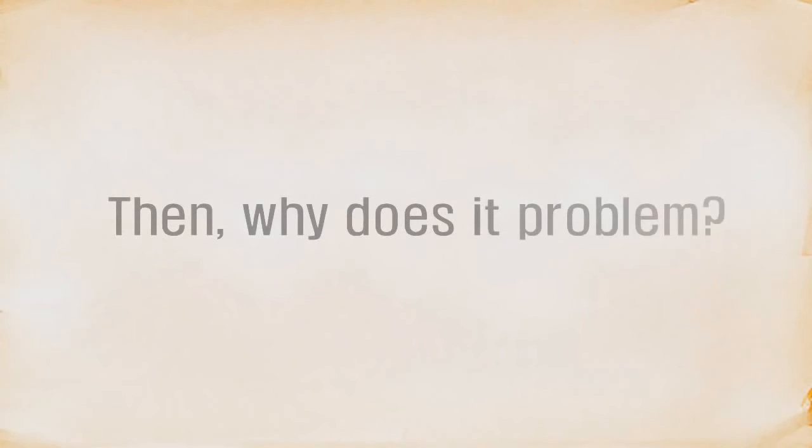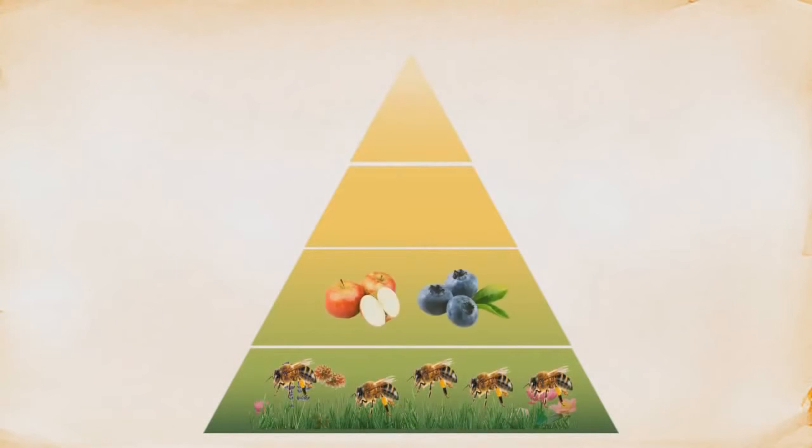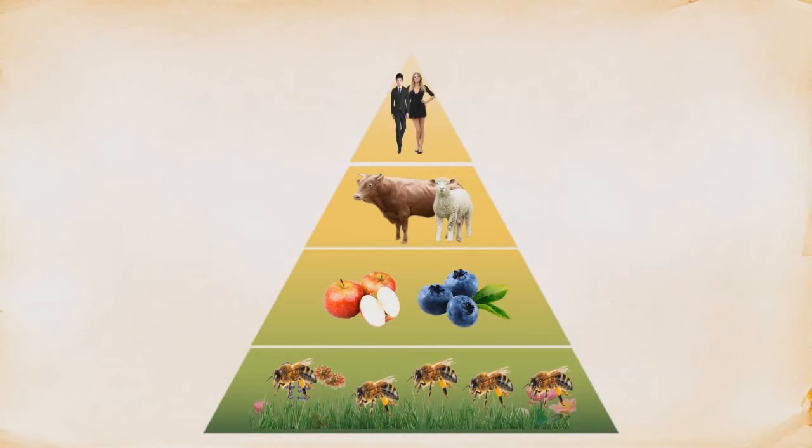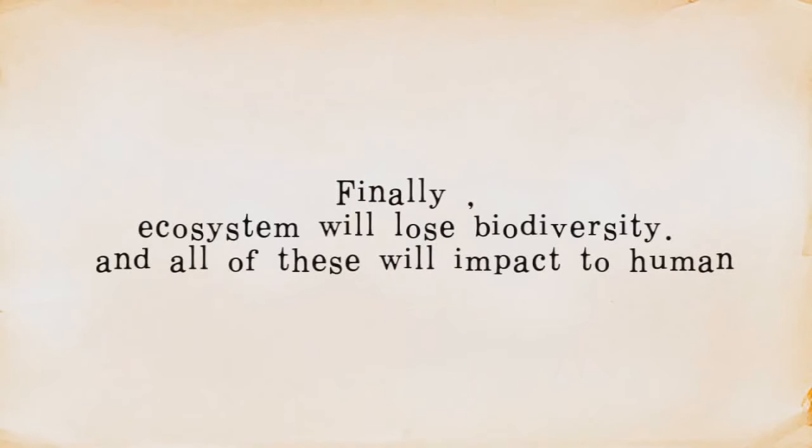Then why is it a problem? Pollination of more than 100 agricultural crops depends on bees. Many herbivores eat these crops, and carnivores eat these herbivores. And humans need all this food: agricultural crops, herbivores, carnivores. But if bees vanish, there will be no food. Finally, the ecosystem will lose biodiversity, and all of this will impact humans.